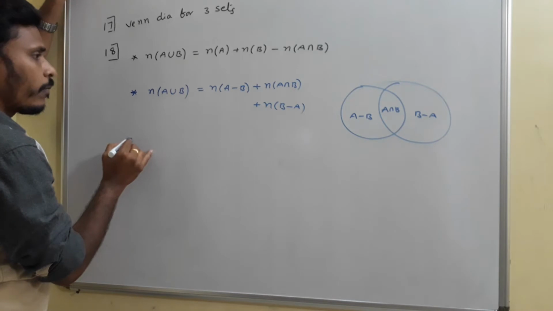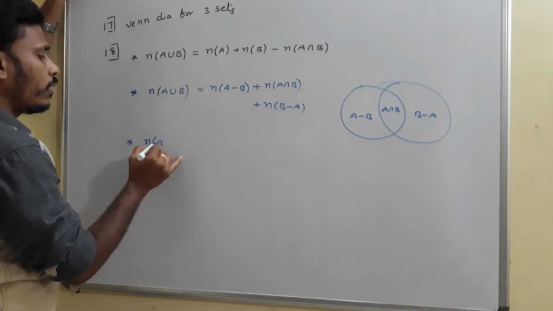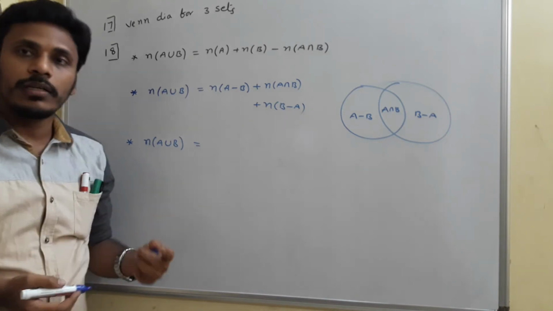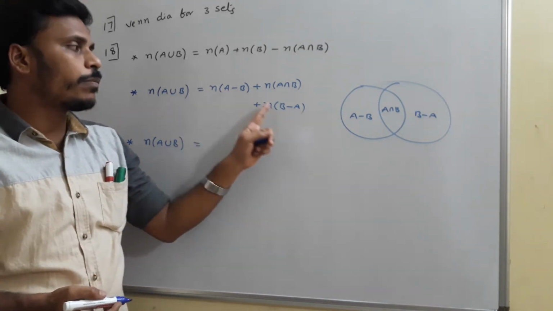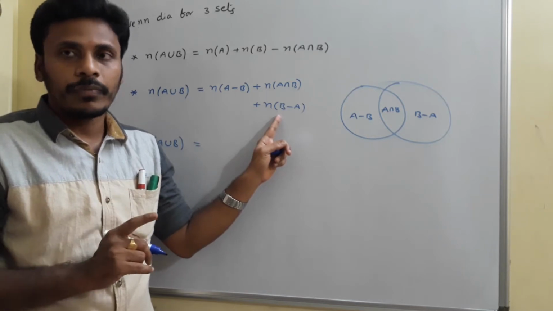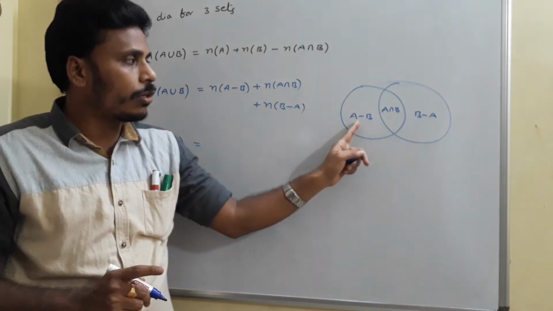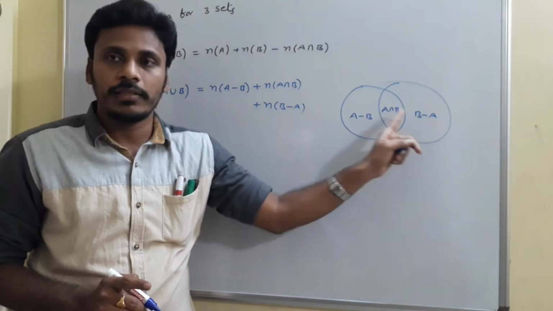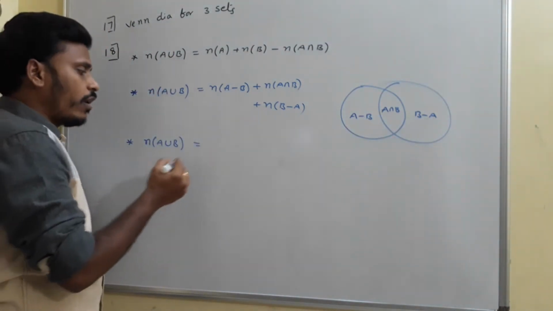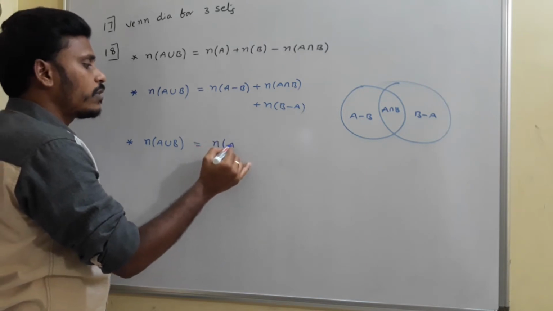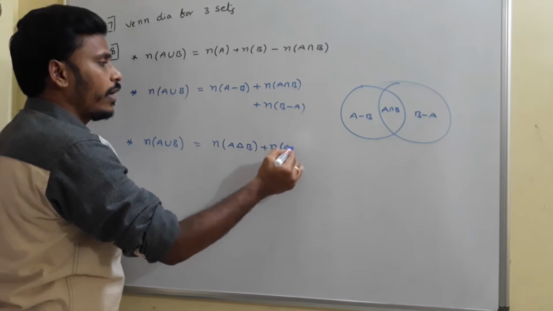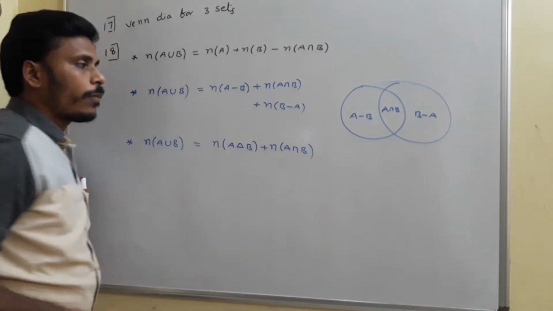And another thing, n of A union B is the number of elements in A union B. See, n of A minus B plus n of B minus A is nothing but n of A delta B. A delta B is simply A minus B union B minus A. The union of these two regions is A delta B. So in another way, we write that n of A union B is n of A delta B plus n of A intersection B. Okay, just have a look.